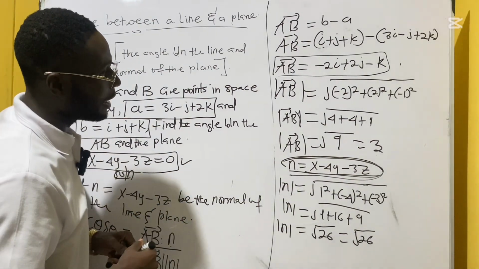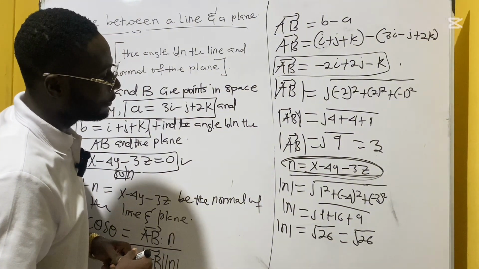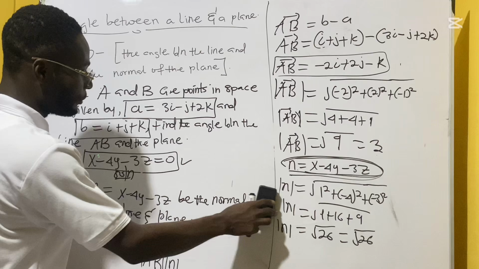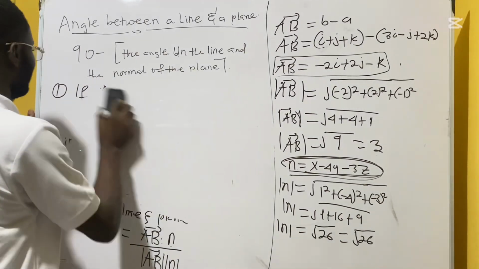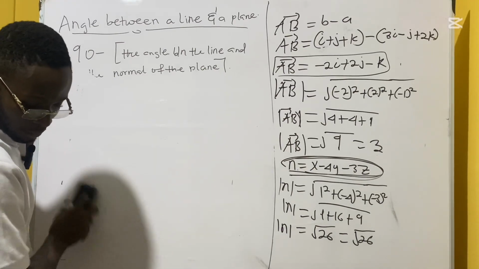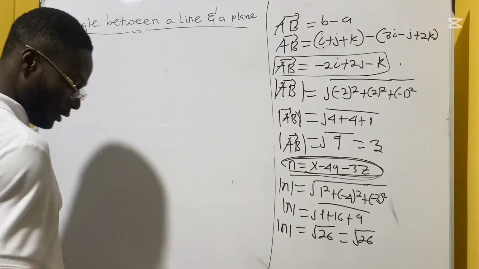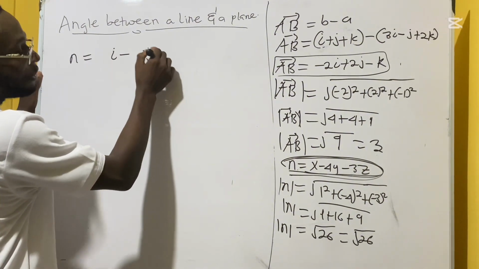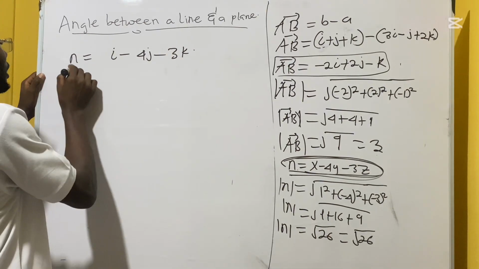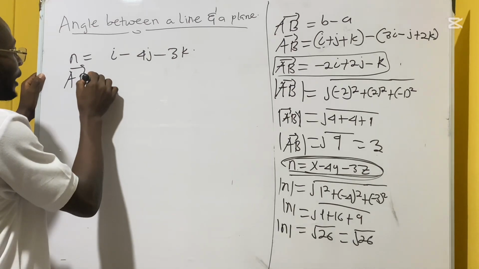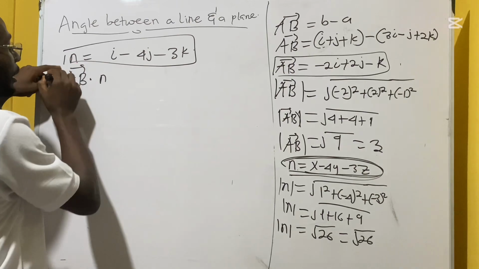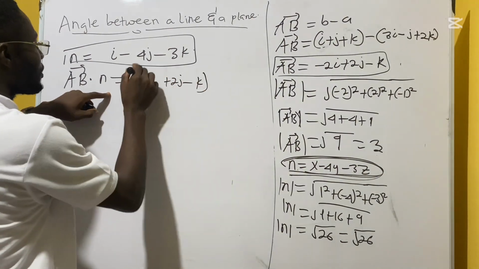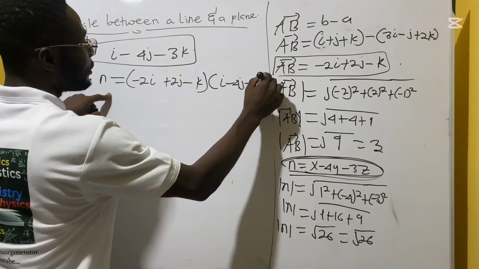That is supposed to be xi. So let's write it in the position vector form. So the position vector of n becomes i minus 4j minus 3k. So our position vector AB times n, where our n is here, will be equal to AB, which is right here, minus 2i plus 2j minus k, times i minus 4j minus 3k.